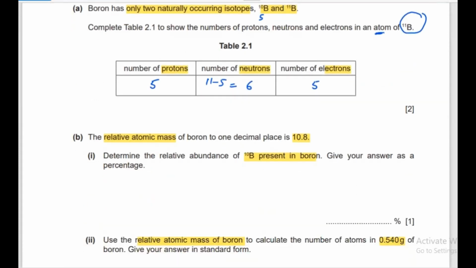The next question is to determine the relative atomic mass of boron to one decimal place, which is 10.8. Then determine the relative abundance of B-10 present in the boron, giving your answer as a percentage. The formula is that Ar is mass times abundance plus mass times abundance over total abundance. As a percentage, the total is 100. So the Ar is given, 10.8.